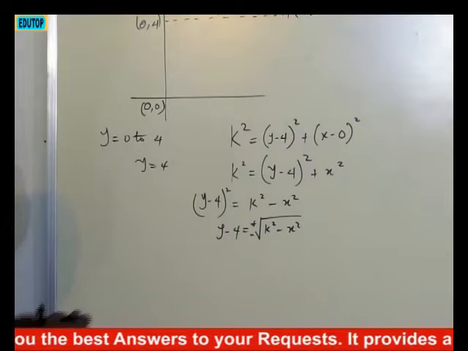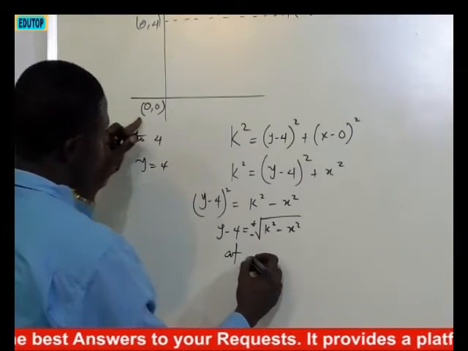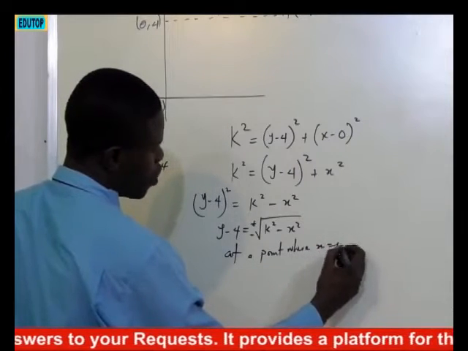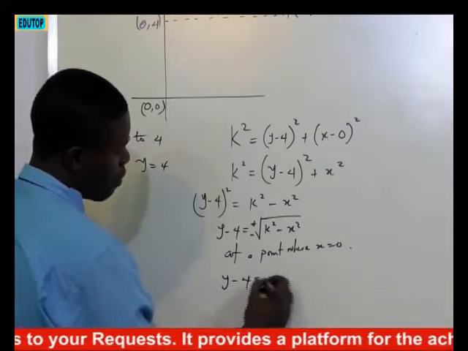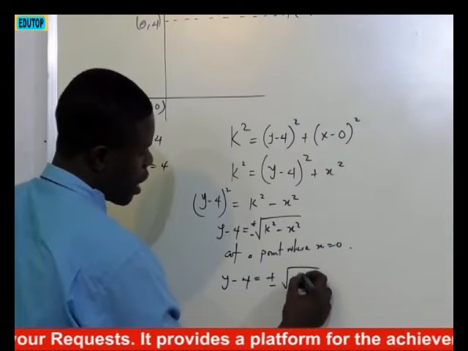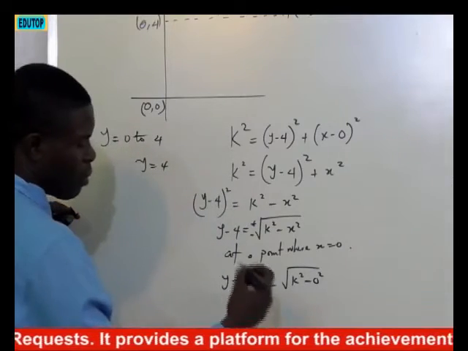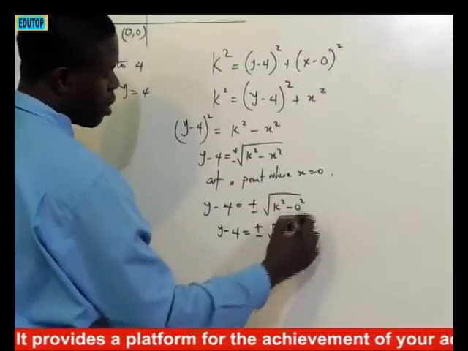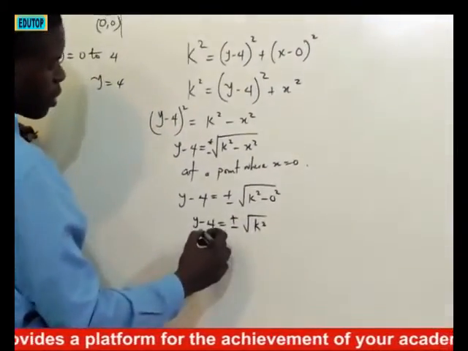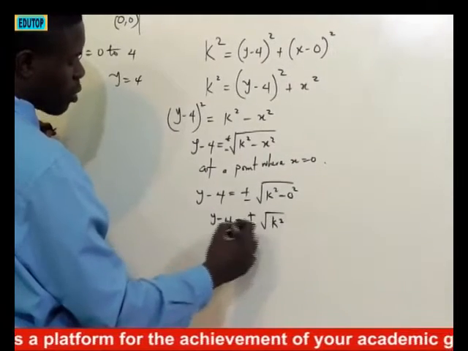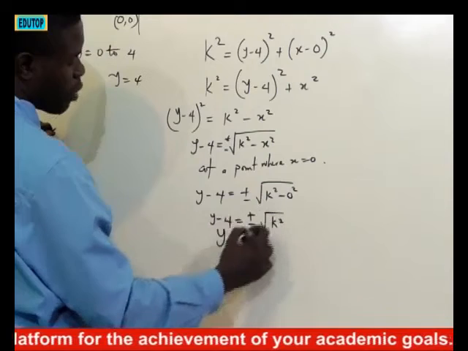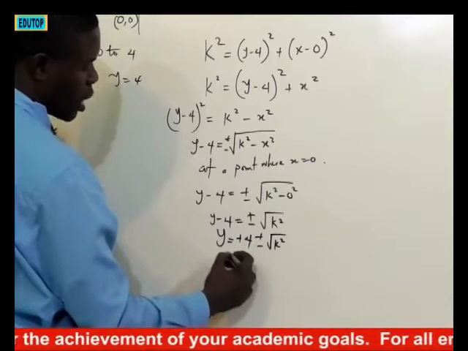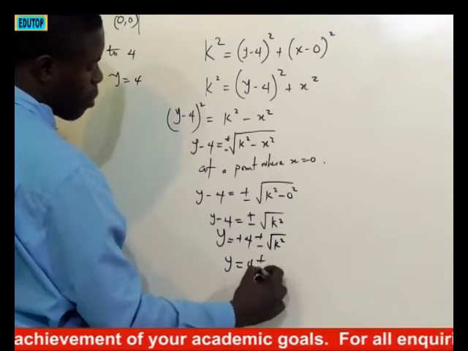And meanwhile, at a point where x equals 0, then we have y minus 4 equals plus or minus the square root of k squared minus 0 squared. And what's 0 squared? 0. So we have y minus 4 equals plus or minus the square root of k squared. Then when minus 4 comes to this side, it becomes plus 4. So y equals 4 plus or minus the square root of k squared. And what's the square root of k squared? That would definitely be k. So 4 plus or minus k.